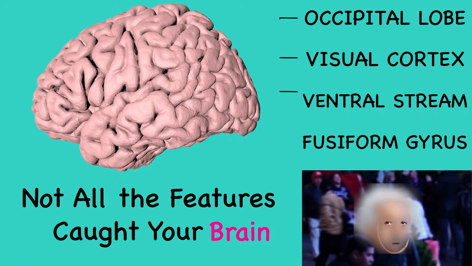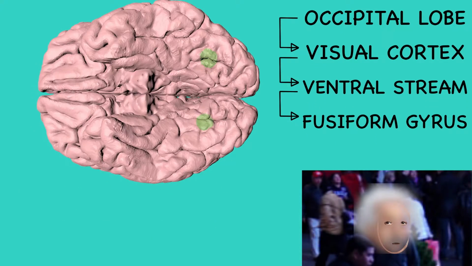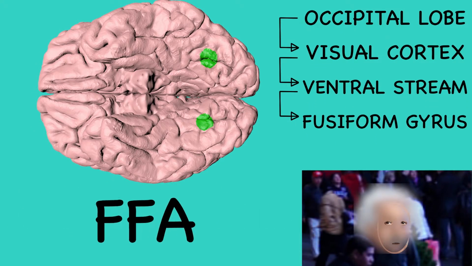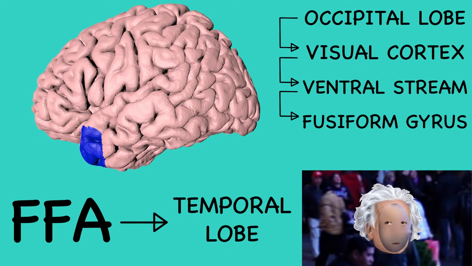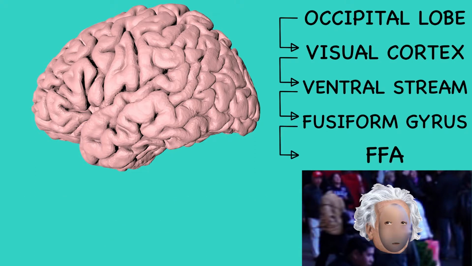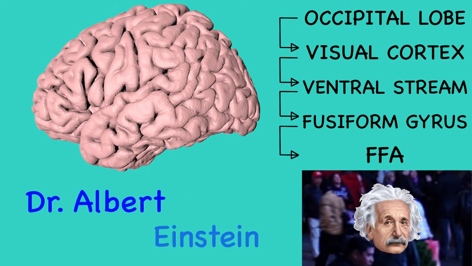But this is not where the journey ends. A very specialized region called the fusiform face area, or FFA, further analyzes the intricate details on the face, including the hairstyle and the distance between the eyes. With this information, the FFA communicates with the memory regions of the temporal lobe, and the brain successfully identifies the individual in the crowd as none other than famed theoretical physicist Albert Einstein.